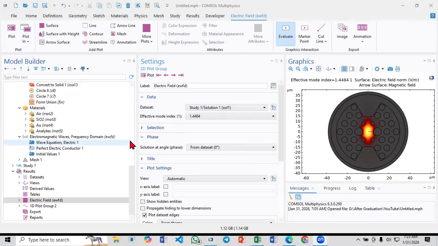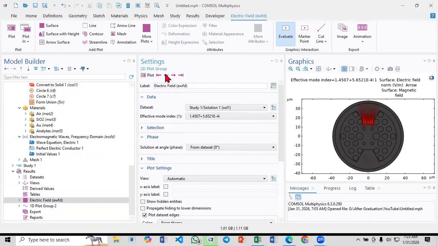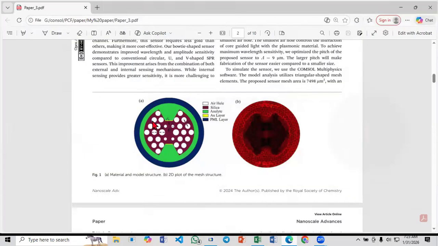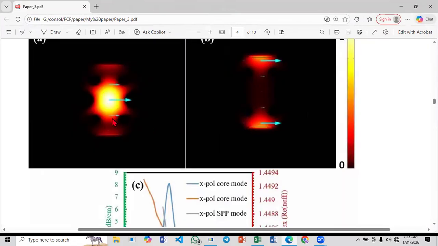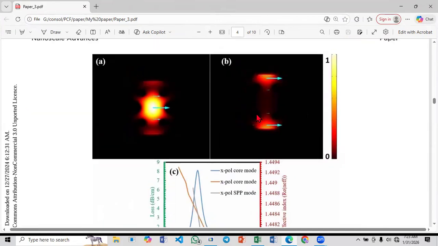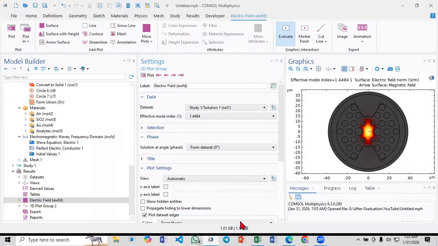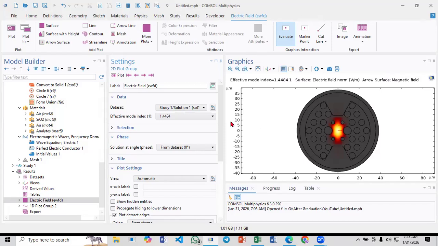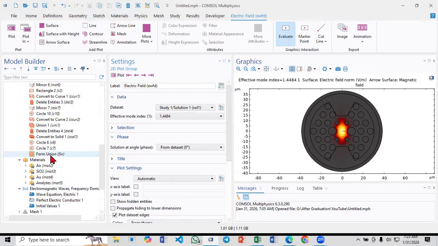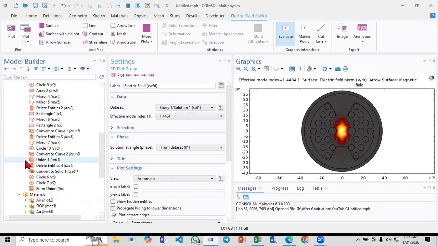So, in my last video, if you can remember, I told you that this result is showing some problems because the SPP and core mode are not the same as the paper. In the paper, you can see this is the core mode and this is the SPP mode, but our result is not showing the same result actually. So what we have to do is check where we made some mistakes.